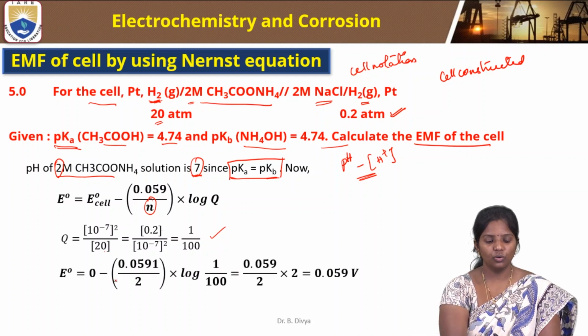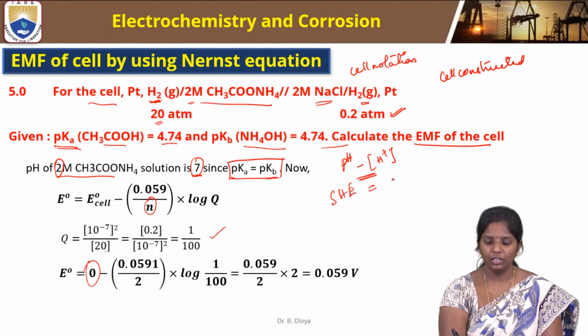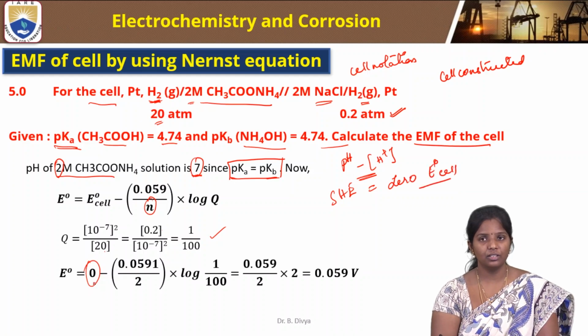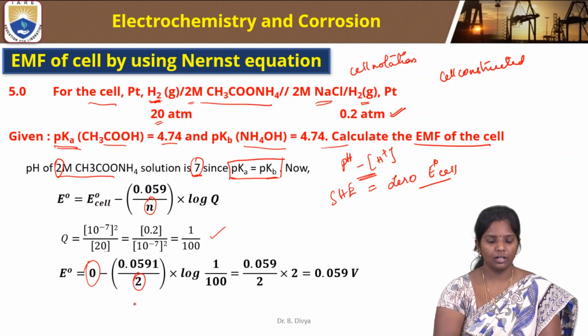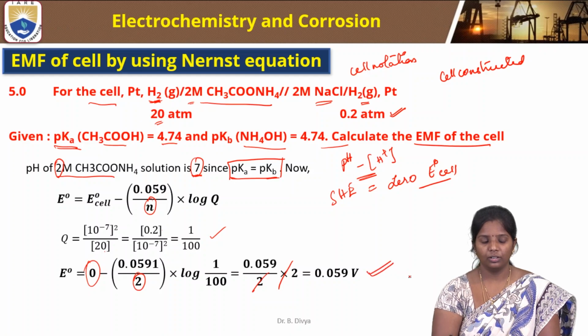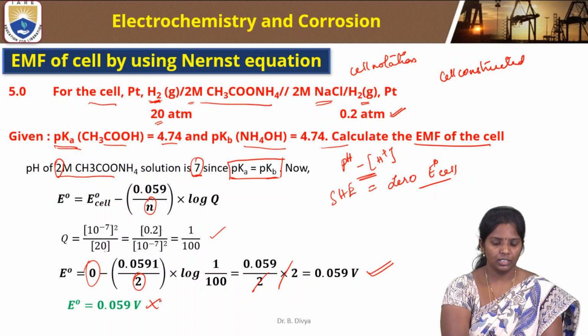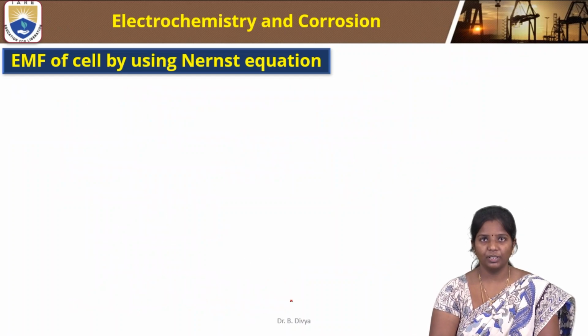We apply this. E naught is taken as 0 because of the SHE that we are using here. So we take 0 minus 0.0591 by 2, since 2 electrons are involved, into log 1 by 100. On calculation we get 0.059 volt. So this is the EMF of that particular cell. It is a positive EMF, so a spontaneous reaction will take place and it is feasible.